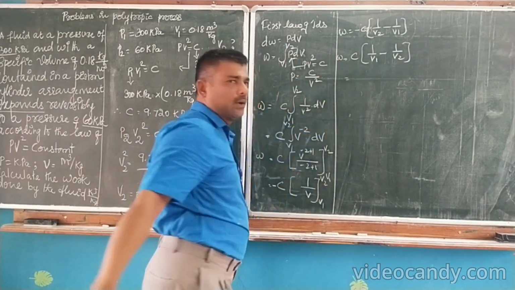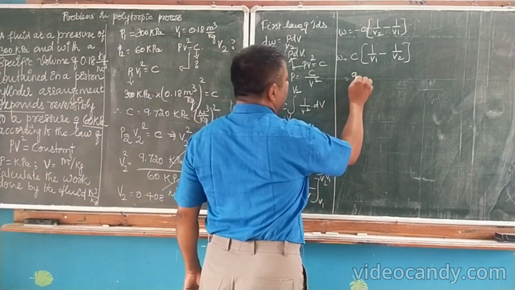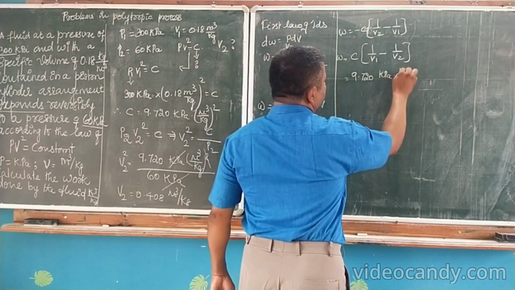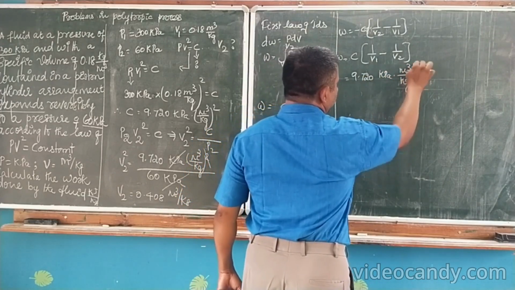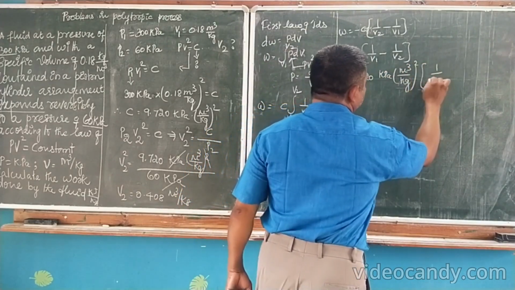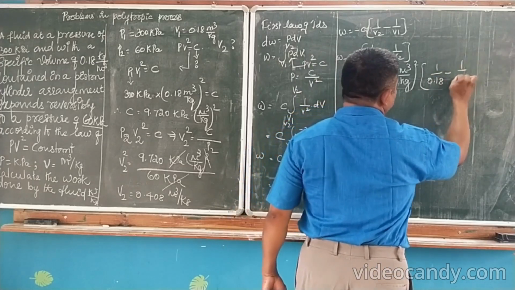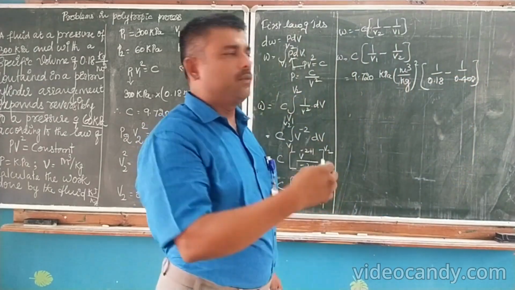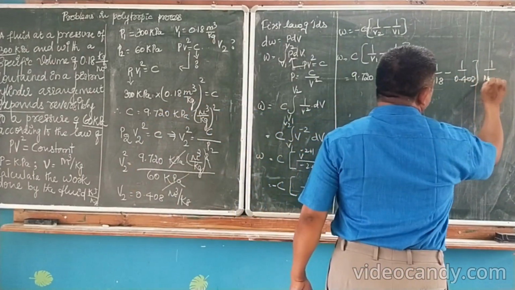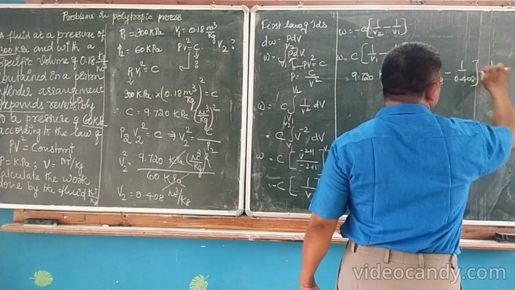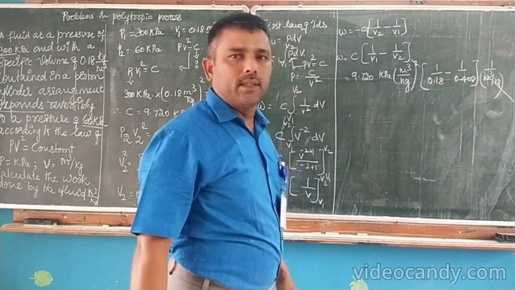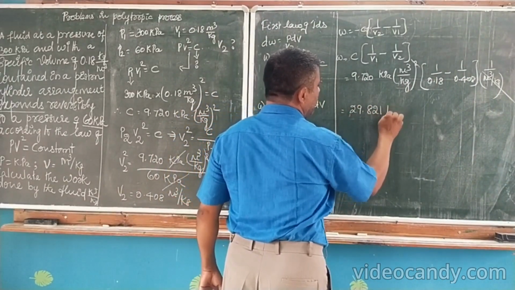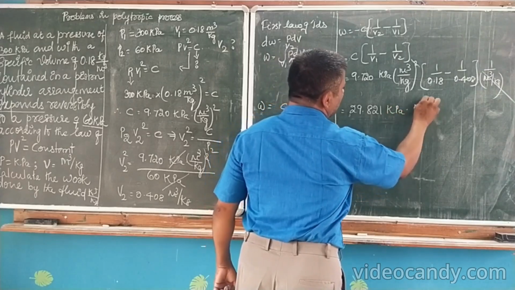Now substitute all the values. C is equal to 9.720 kilopascal meter cube per kg the square, into 1 divided by 0.18 minus 1 divided by 0.408. The unit for this specific value inverse is 1 divided by meter cube per kg. The square term gets cancelled. The remaining answer becomes 29,821 kilopascal into meter cube per kg.